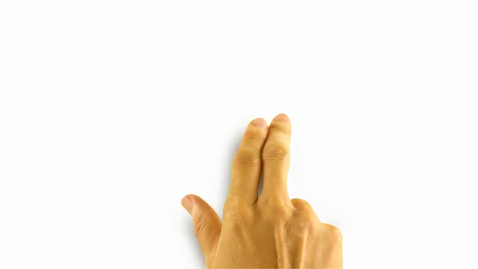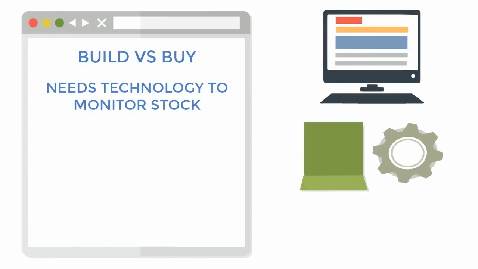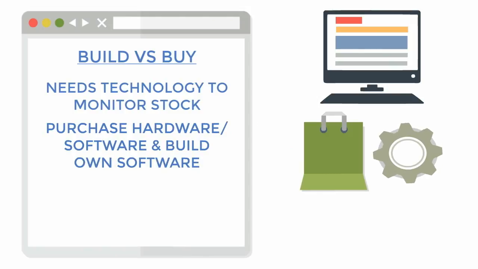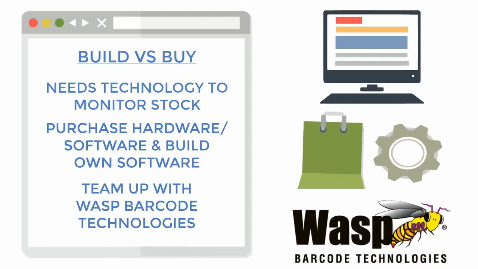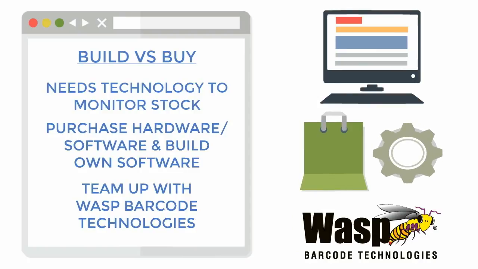Another issue is build versus buy. Shambay needs technology that can monitor stock, and in order to do this, they can either purchase hardware and software or create their own software that's tailored specifically to its needs. Barcode Technologies is a potential company that Shambay could team up with, as they offer various inventory management systems that will ensure that Shambay always knows what stock is in the warehouse.